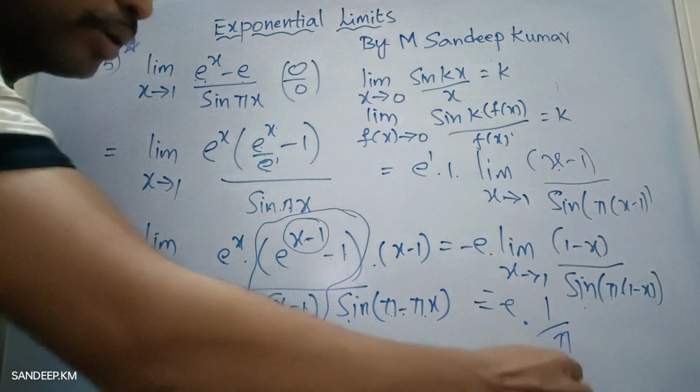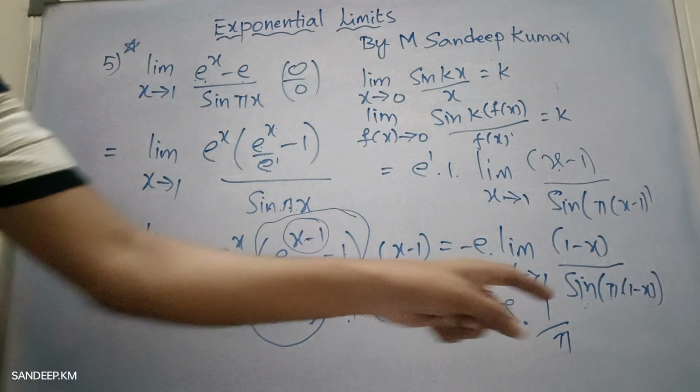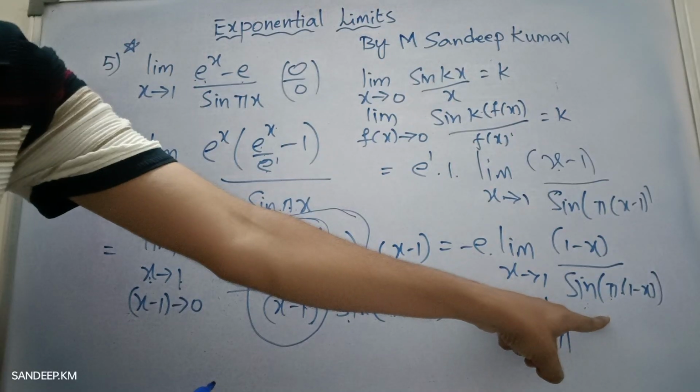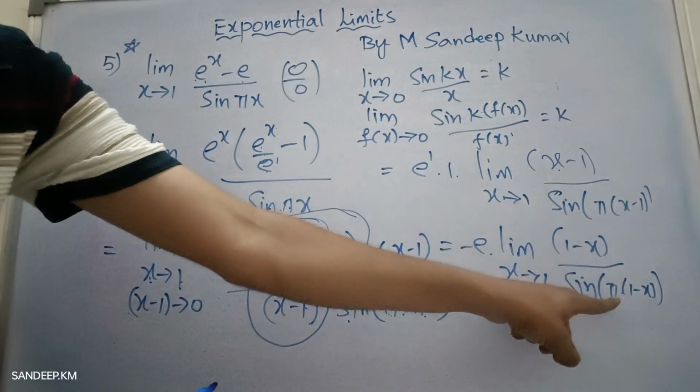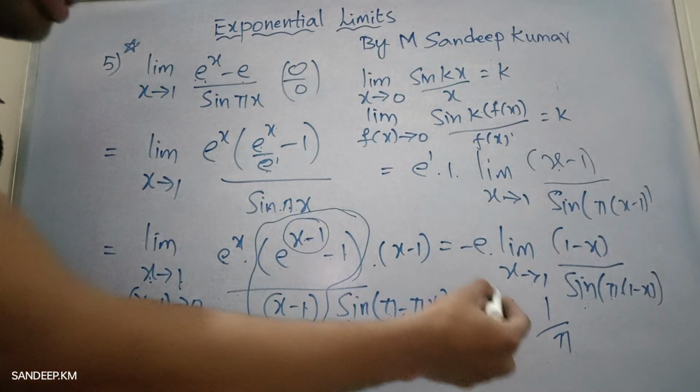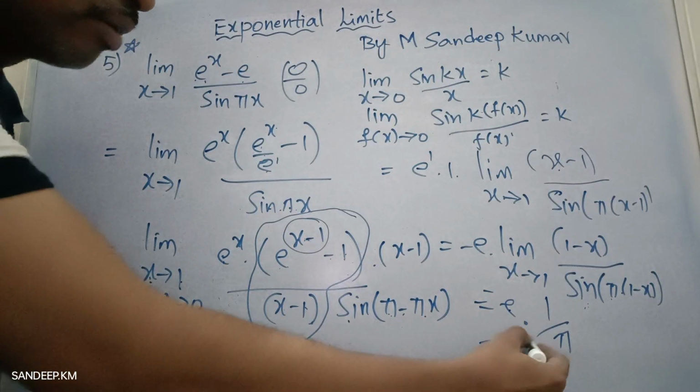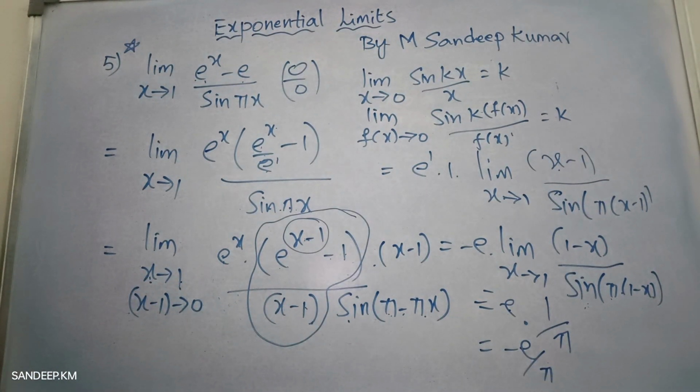1 divided by pi. That means you can take this to the denominator, so you will get pi here. So 1 divided by pi. And the final answer is minus e divided by pi. Minus e divided by pi.